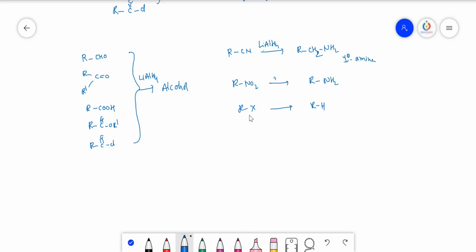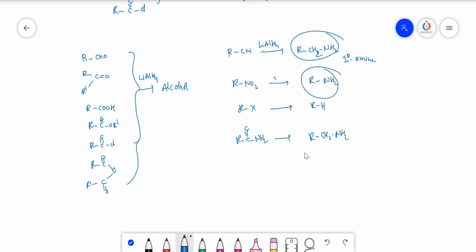Even here I forgot to mention carboxylic acid and its derivatives. In these derivatives I forgot to mention the anhydride. Anhydride also will give the alcohol in the presence of lithium aluminum hydride. And if you take the amide, C double bond O and NH2, this will become the primary amine. So you see, these are all primary amines, not the secondary amines. Only primary amines we are getting when we use lithium aluminum hydride.